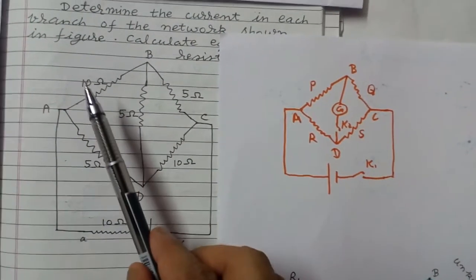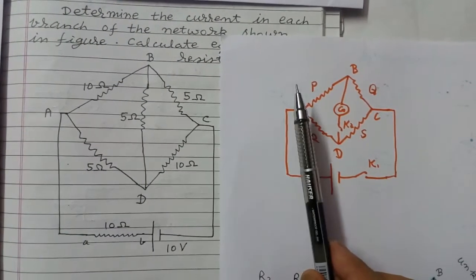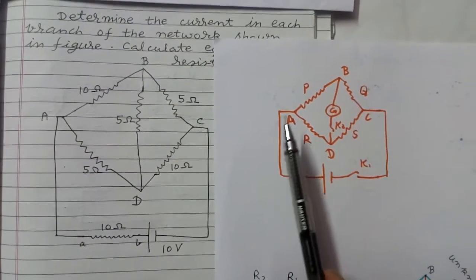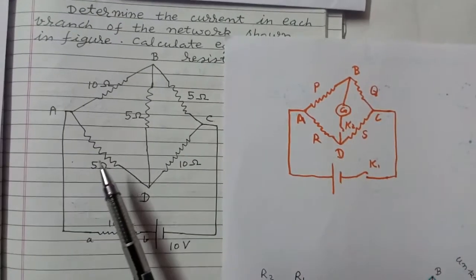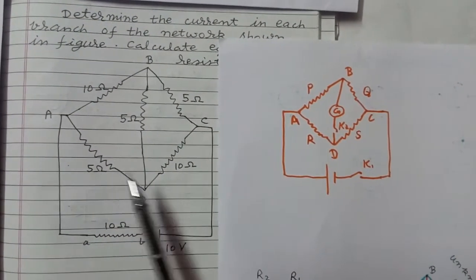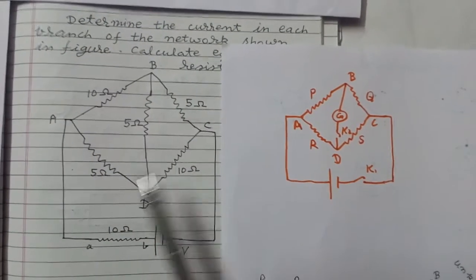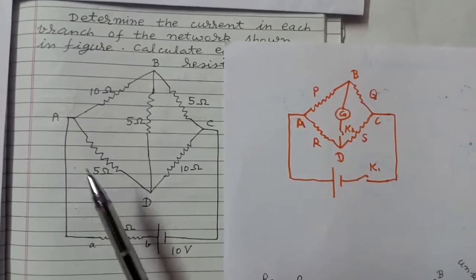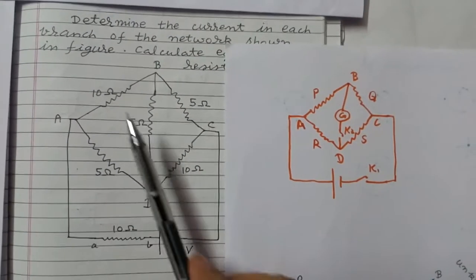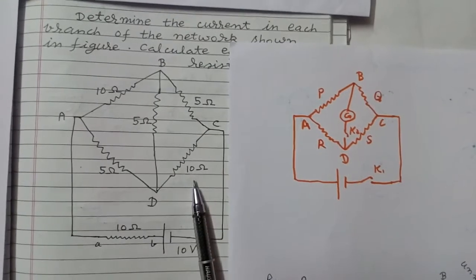So here P upon Q is equal to 10 upon 5, which is equal to 2:1, and R upon S is 5/10, which is in the ratio of 1 and 2. So this is an unbalanced Wheatstone bridge because P upon Q is not equal to R upon S, because this is 2:1 and this is 1:2.